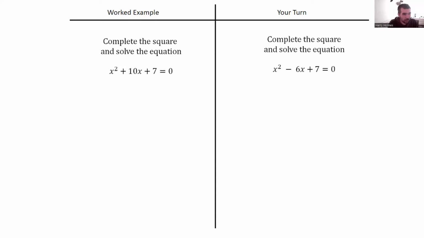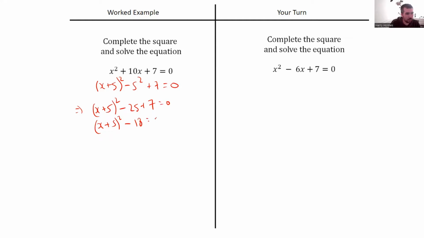So x squared plus 10x add 7. I'm going to start by completing the square for that expression. So I'm going to write a bracket x plus 5 squared, take away 5 squared, and that plus 7 is hanging around, leave it there. x plus 5 squared minus 25 add 7 is 0. And now I can combine the minus 25 and the plus 7 into minus 18 equals 0.